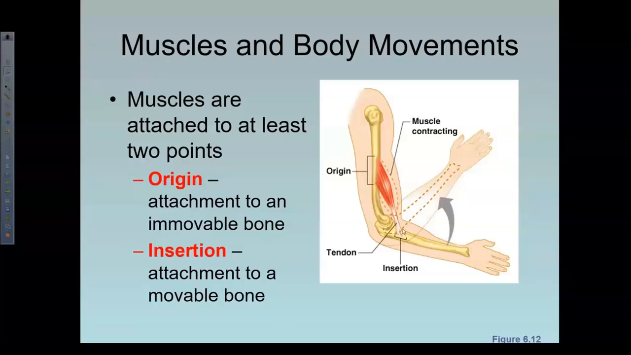So the muscle pulls this one up. This one's said to be immovable. So when this bone moves, it's not that muscle that's moving it. That muscle, the biceps, is moving that upward.